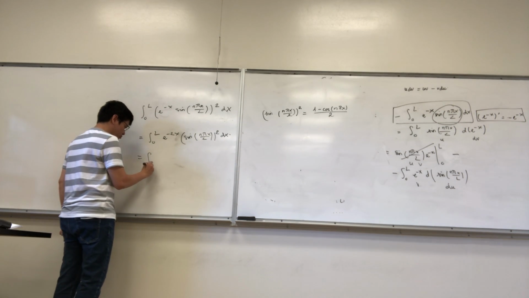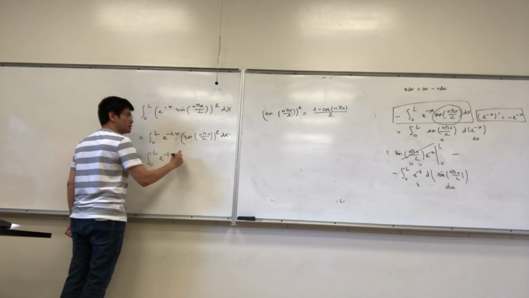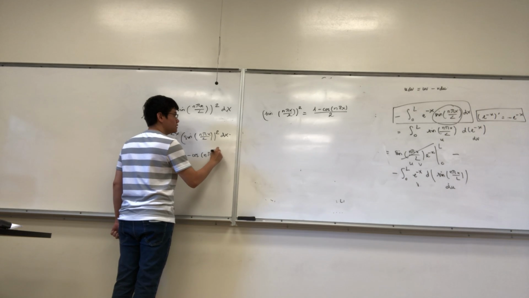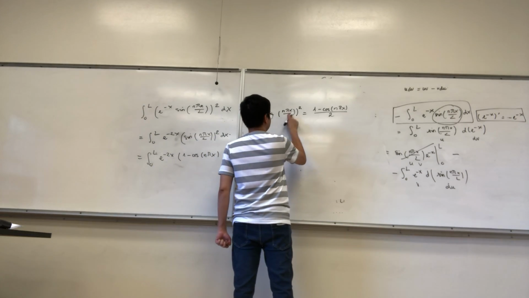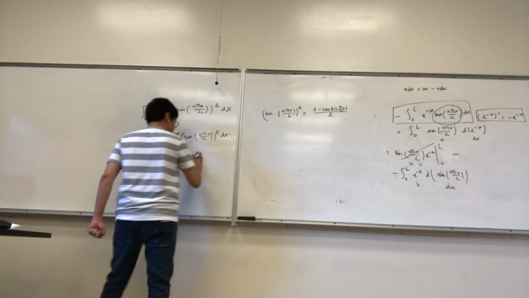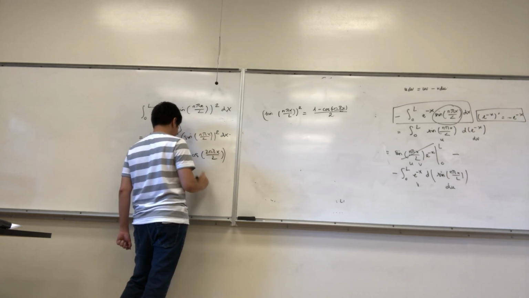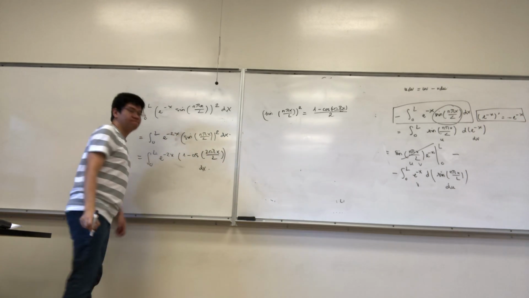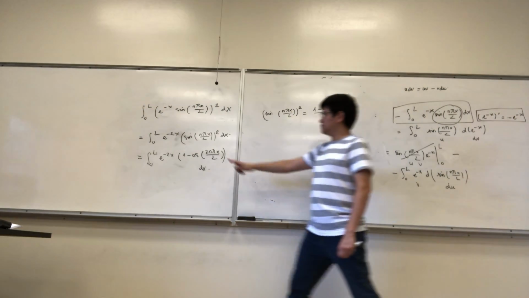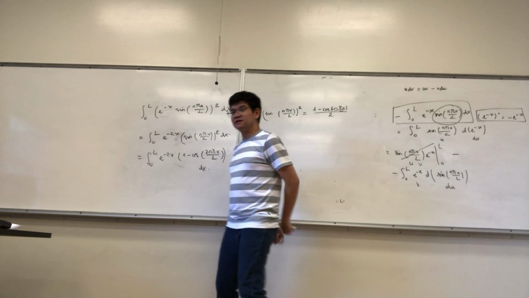I have that integral from 0 to l of e to the power minus 2x, 1 minus cosinus of 2 n pi x over l, dx. Right? Going to be divided by 2.